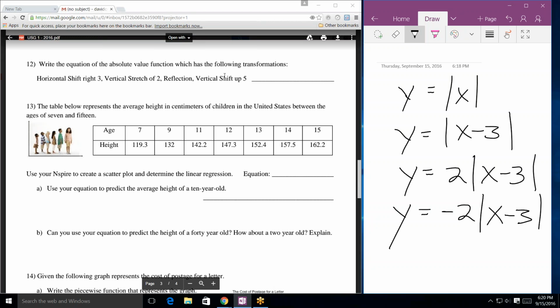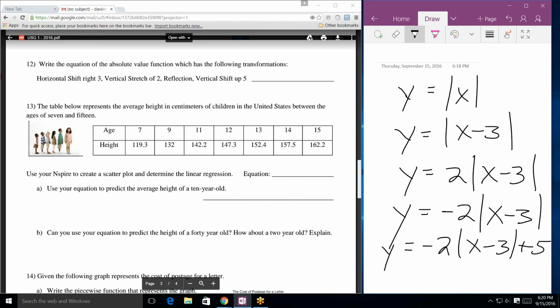And finally, the fourth transformation, vertical shift up by 5. That'd just be outside of the absolute value function, plus 5. And that's kind of the way to think about transformations and reflections: if they're vertical, they're outside of the function. If they're horizontal, they're inside the function.